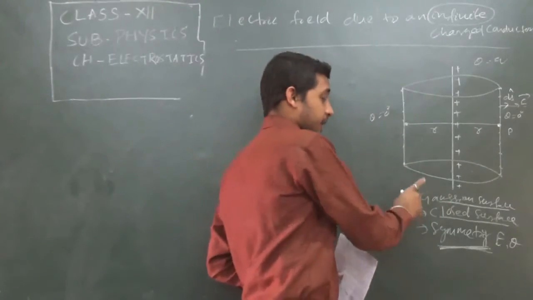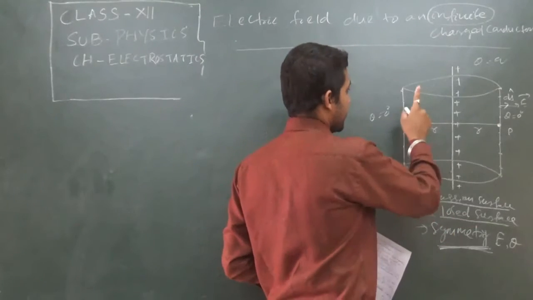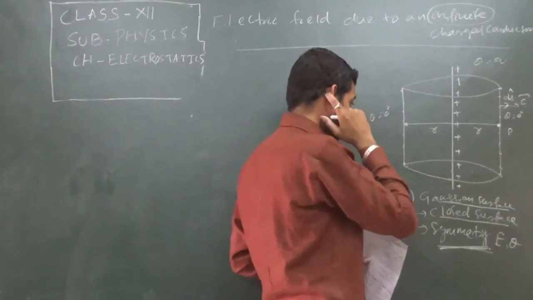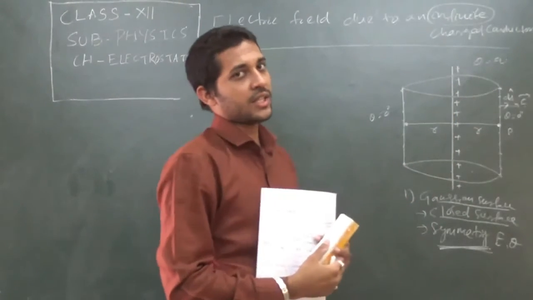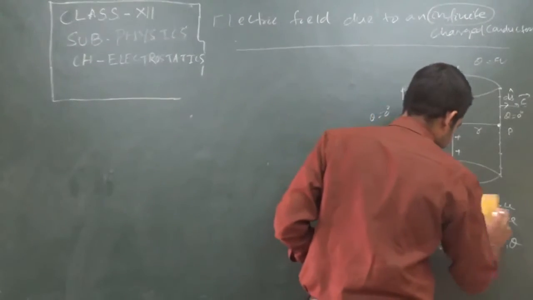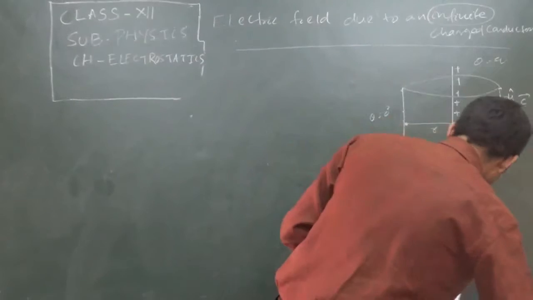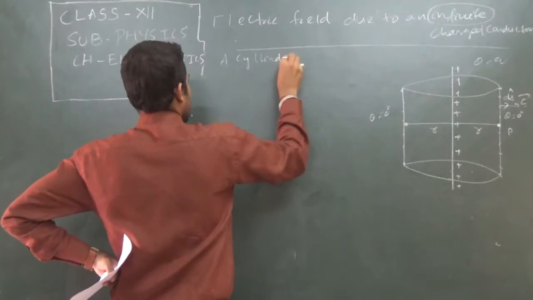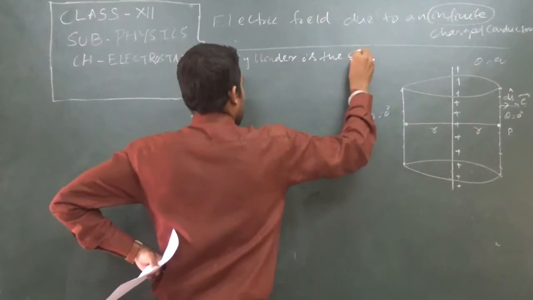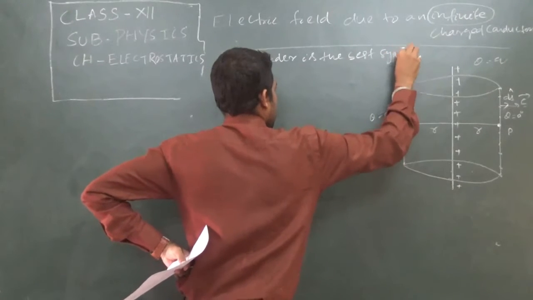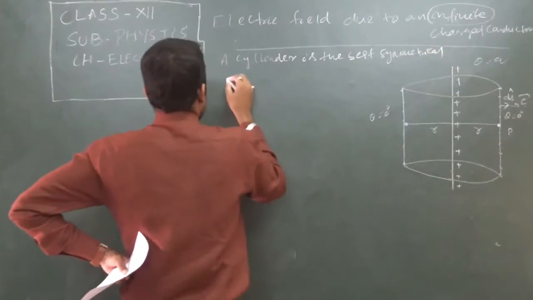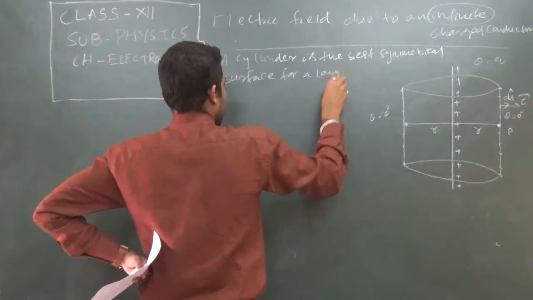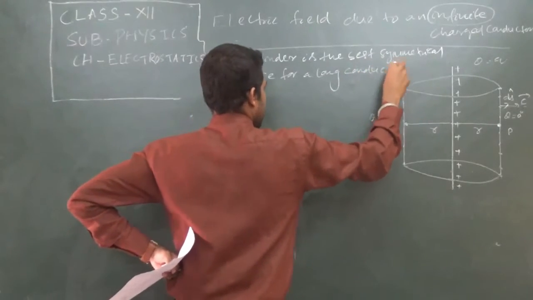That's why it satisfies our first case or first step: the cylindrical surface, or we can say the hypothetical cylindrical surface for a long straight conductor, is a closed one. It is symmetrical to the electric field in terms of the angle. Got this one? So this is the first case which is satisfied. Clear? So we can write here: a cylinder is the best symmetrical surface for a long conductor. You need to write these things in your exam.